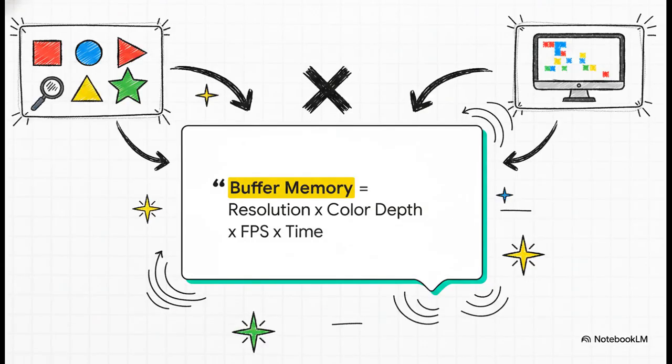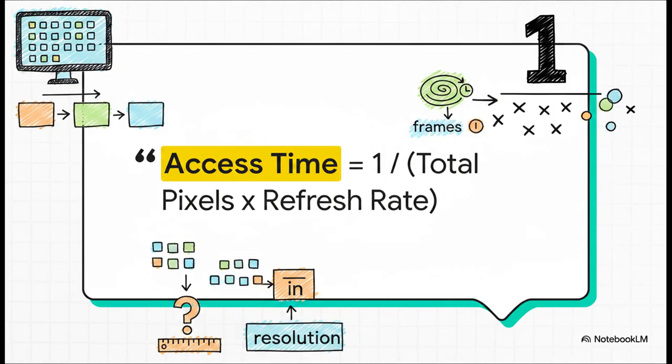Second, secure that frame buffer size math question. Just remember the multiplier flow. Resolution times color depth times FPS times time. Hunt down those 4 pieces of data, multiply them, and you're golden. Don't let the acronyms intimidate you. And to guarantee those final pixel scanning math points, put a 1 over your total pixels and frames. Access time equals 1 divided by the total pixels times the refresh rate. It's an unbreakable formula no matter how they try to hide the resolution in the prompt.